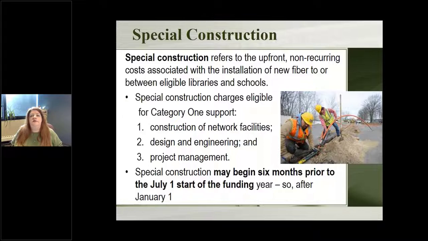Now, USAC does understand that companies doing this kind of construction can't necessarily work just within the E-rate funding year, that July 1st to June 30th. So they do allow you to start construction up to 6 months before the funding year starts. So up to January of a funding year, you can actually have this construction done. Even though it's before the funding year has started, you will still receive your E-rate discount on it. The idea is when the funding year starts, the construction is all done and you start off on July 1st, you have your fiber connection ready to go and you are able to start using it.